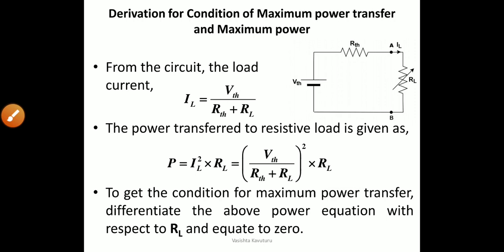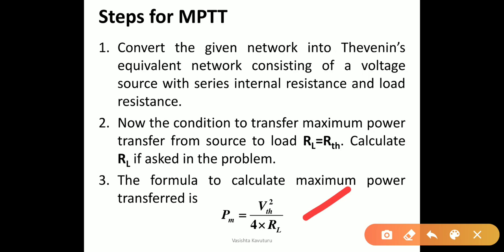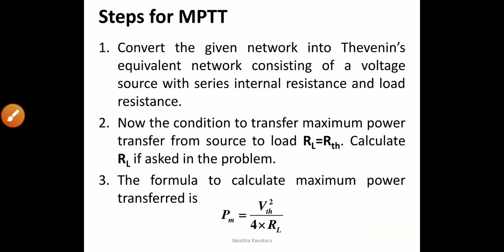Now we'll see the derivation for the condition of maximum power transfer and the amount of maximum power. Till now we have seen that the condition for maximum power transfer is RL is equal to RTH, and the maximum power formula is PM is equal to VTH square by 4 into RL. How these two relations are established, we'll see in the derivation.